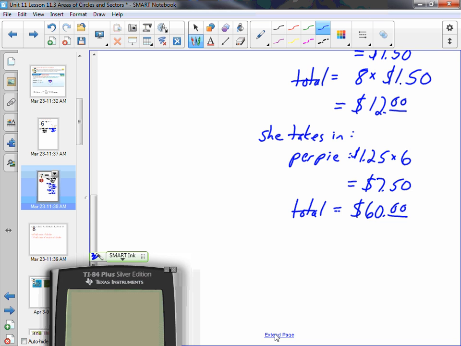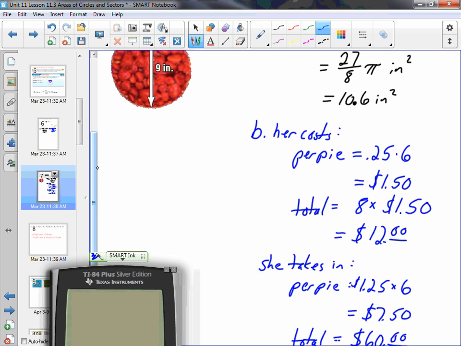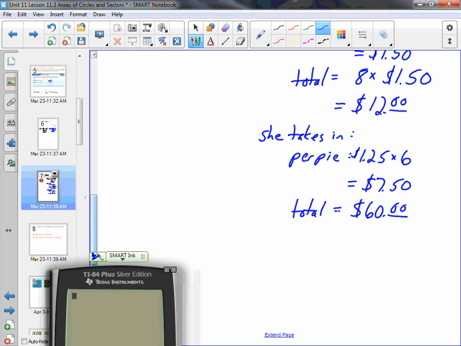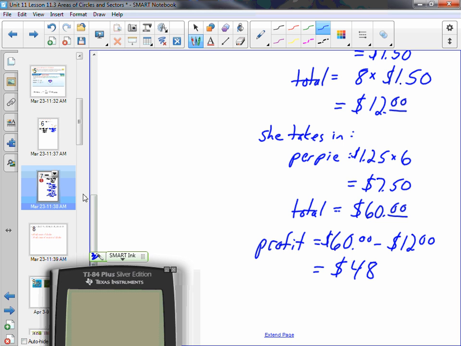All right. So I think they worded it, how much money will she raise? Which I'm going to call her profit. So isn't her profit then $60 minus $12? $48. Okay?